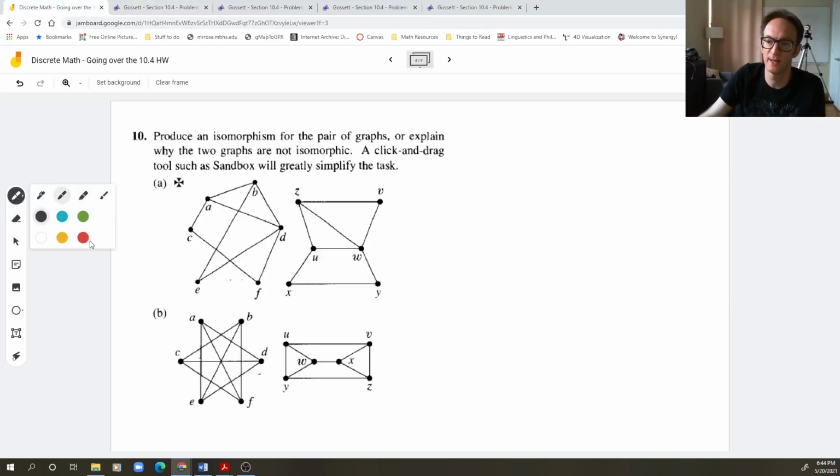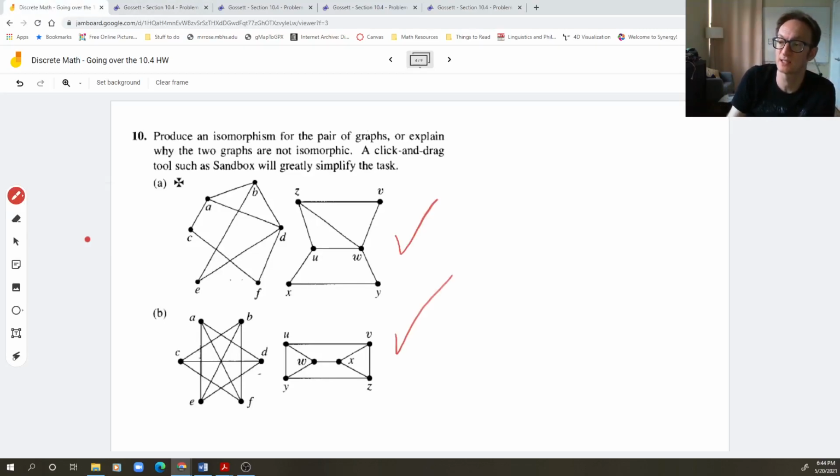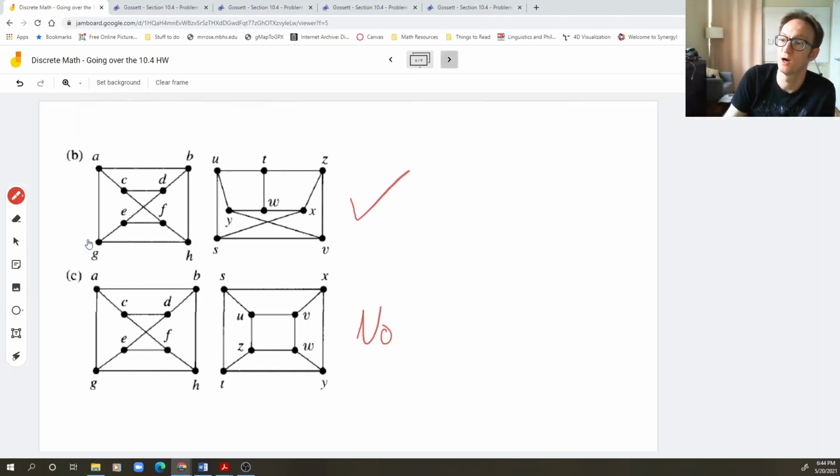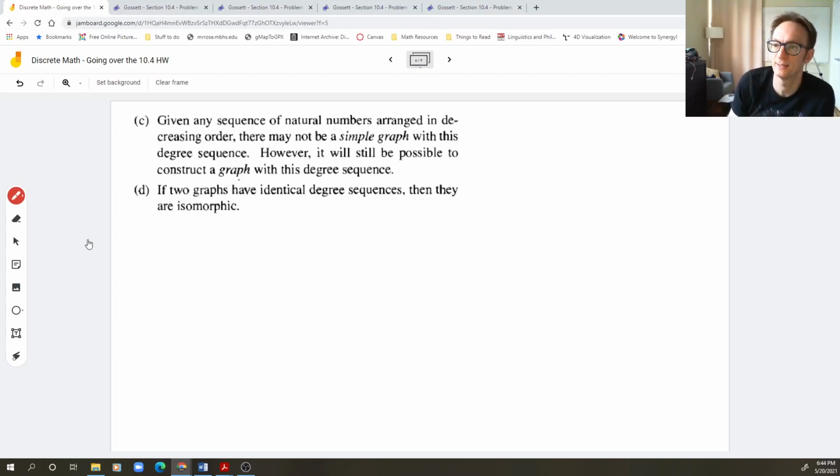Alright, so am I almost done with this homework? I think so. This was yes, this was yes, this was yes, and this was no. Alright, what more did I have to do? What is this? 12C. Given any sequence of natural numbers arranged in decreasing order, there may not be a simple graph with this degree sequence. However, it will still be possible to construct a graph with this degree sequence. Okay, this is very misleading.